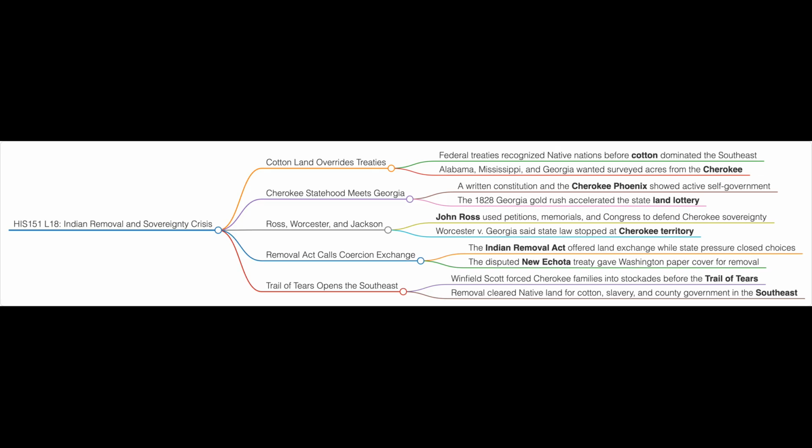Removal also depended on earlier precedents. The United States had long used treaties to obtain native land. What changed in the Jacksonian era was the pace, the pressure, and the willingness to override native claims backed by earlier treaties. Treaties were no longer reliable shields. They became instruments through which federal officials tried to formalize decisions already driven by land appetite and political power.